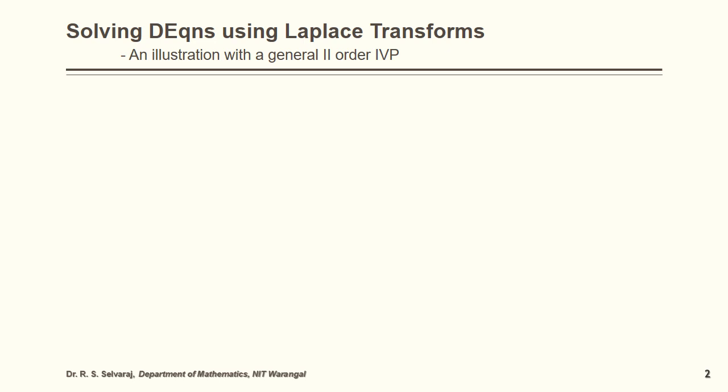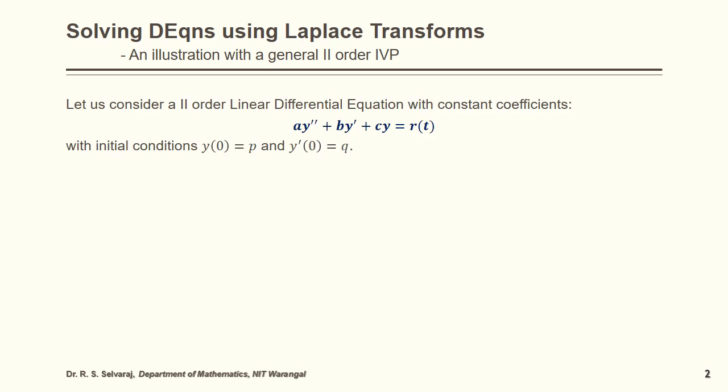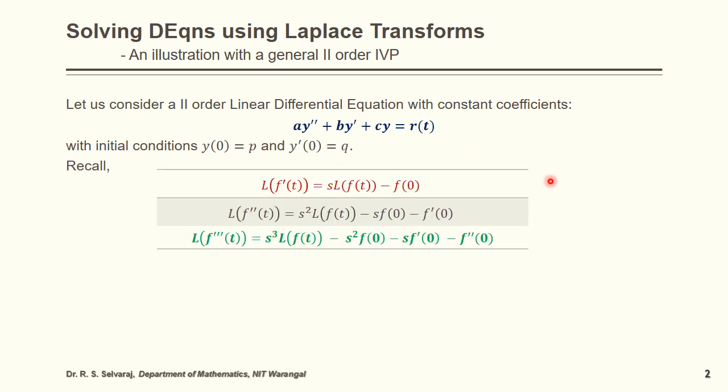I will illustrate by taking a second order linear differential equation with the constant coefficients a, b and c and given conditions y of 0 is equal to p and y dash of 0 is equal to q. We will recollect the formulas which we have learned so far. L of f dash of t is s times L of f of t minus f of 0, and similarly L of f double dash of t is given like this.